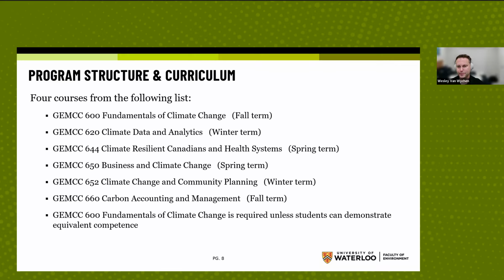And the last class, GEMCC 660, is carbon accounting and management. And this is a very tangible course where you learn the skills of, in a greenhouse gas environment, how you account for methane, for carbon that is emitted into the atmosphere. How do you account for how much carbon should be included in inventories, for example? How effective are things like carbon removal techniques in terms of the accounting processes for that?